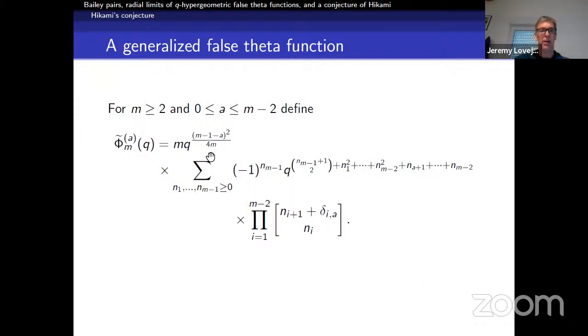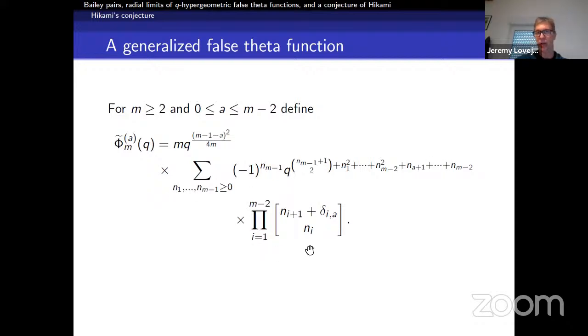So here we still have m bigger than or equal to 2, but now we take a between 0 and m minus 2. And so we define another Q hypergeometric multisum. So this is phi sub m a superscript a of Q. And things just change a little bit. So the power of Q instead of m minus 1 squared is now m minus 1 minus a squared. Most of the sum is the same.